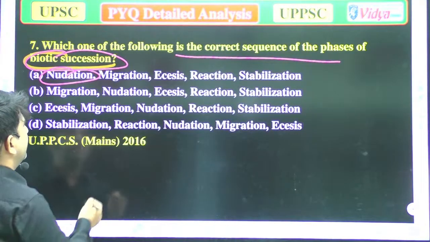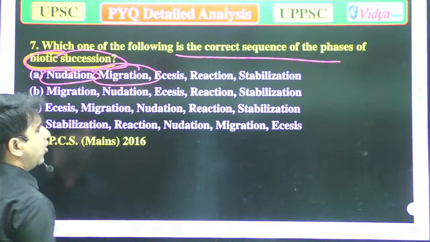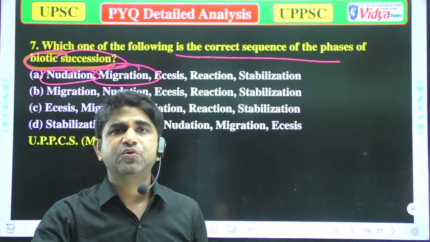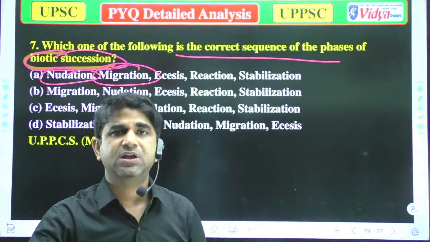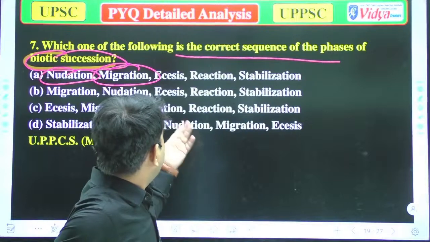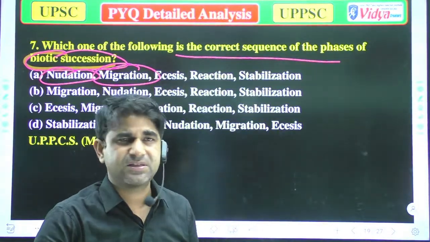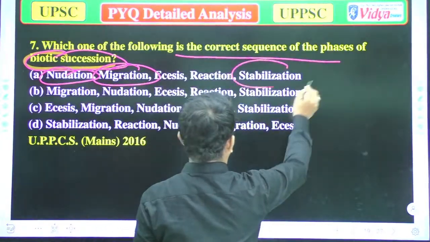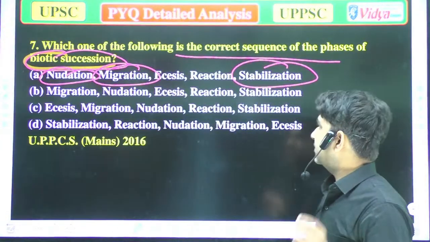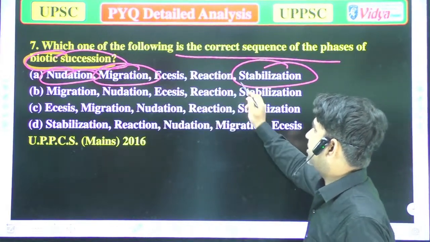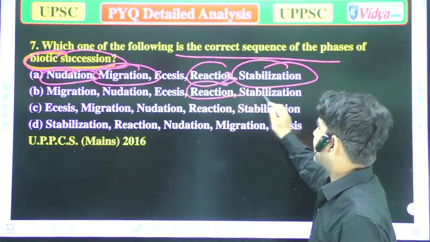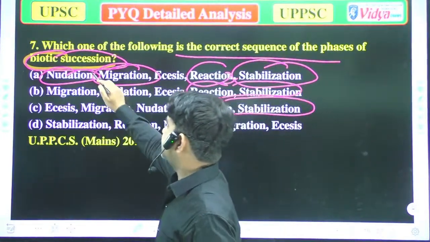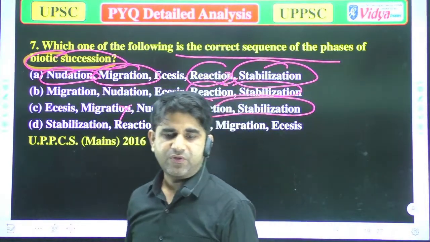And after that, migration, because all the living organisms of that area will be migrated. After that, eresis. Then there will be some reactions, and at last there will be stabilization. Stabilization is common as the last stage, and before stabilization, reaction should be there. These are common in everything, because negation is the first step. That is why this is correct and this is not correct. So now we'll move to the next question.